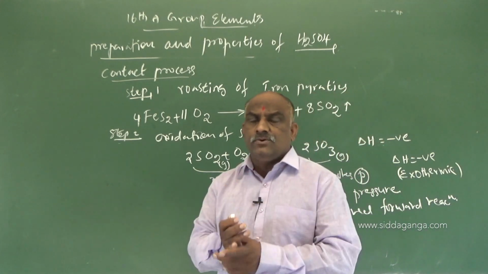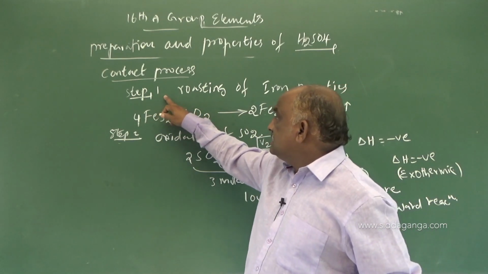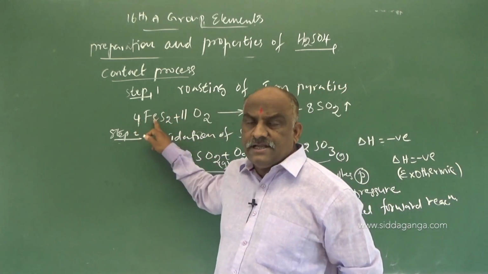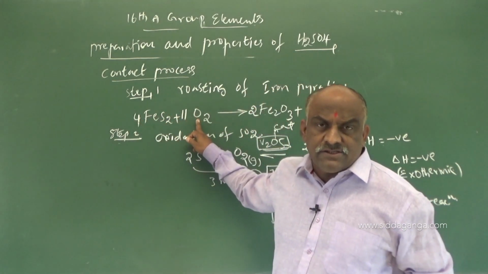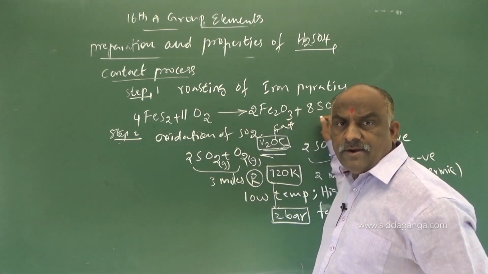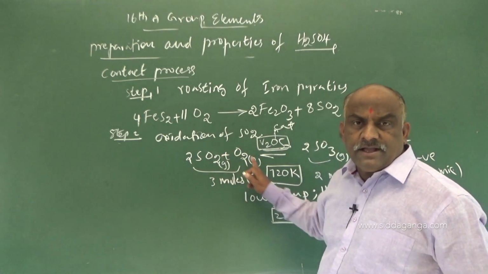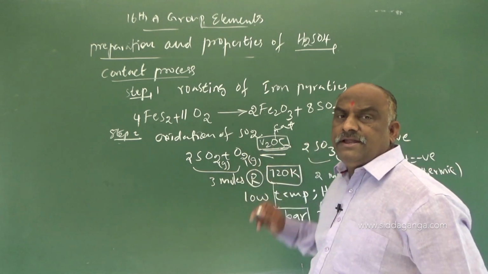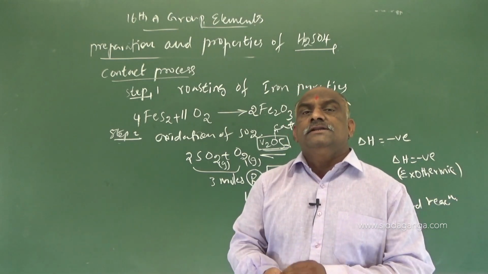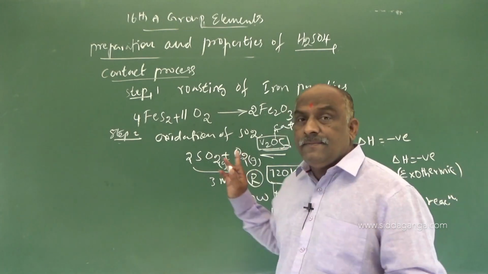Step 2 is a key step in the preparation of sulfuric acid. And once again, see step 1, roasting of iron pyrites. The molecular formula of iron pyrites is FeS2. Roasting means you add oxygen, and it is converted into Fe2O3, ferric oxide, and liberates sulfur dioxide, and this sulfur dioxide is converted into sulfur trioxide. This is an equilibrium reaction, and it is exothermic. According to Le Chatelier's principle, the forward reaction is favored at low temperature and high pressure.